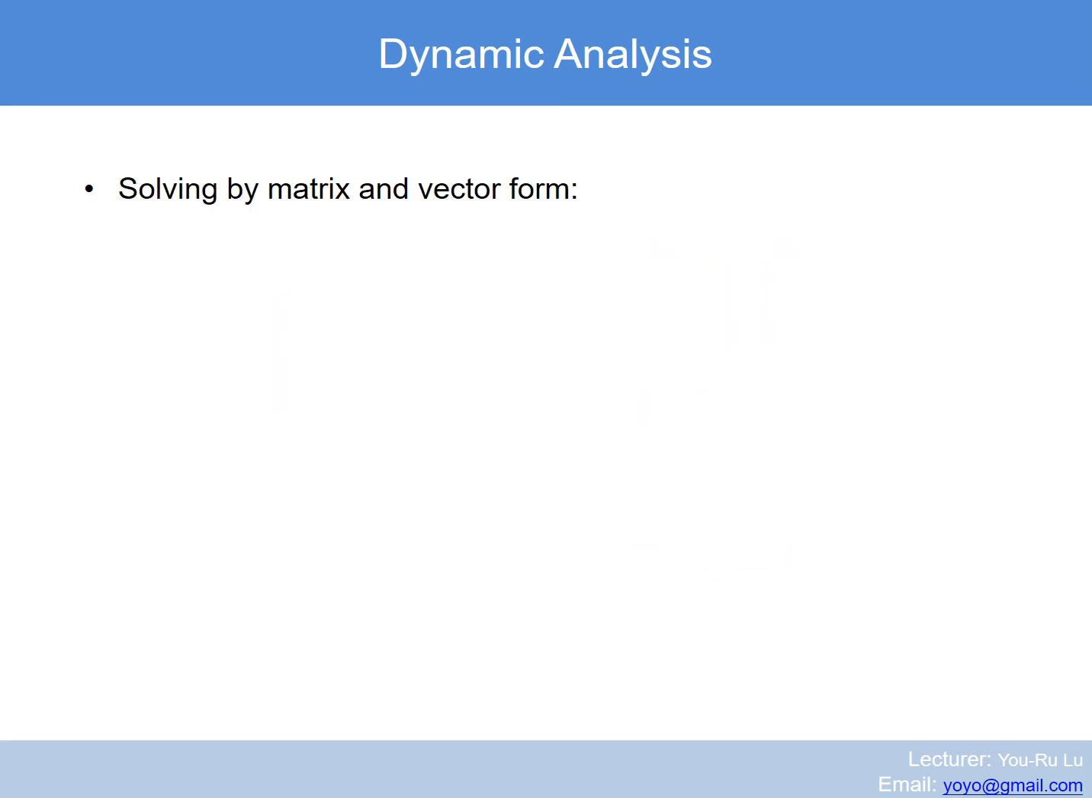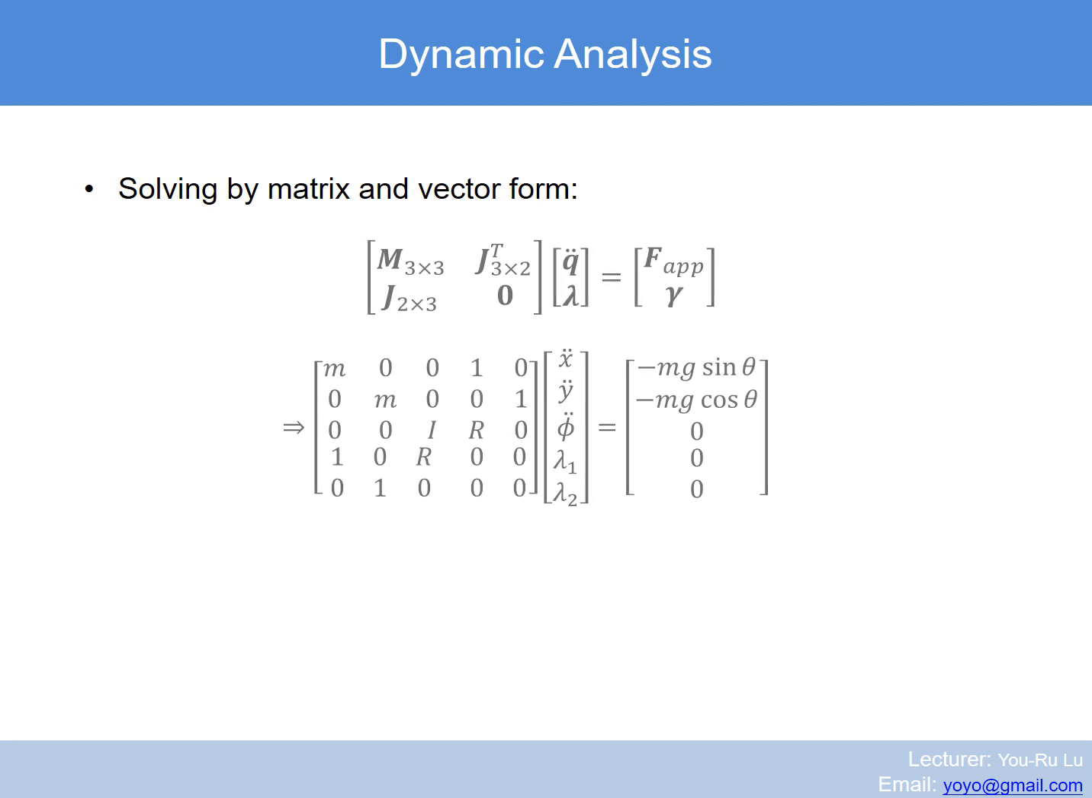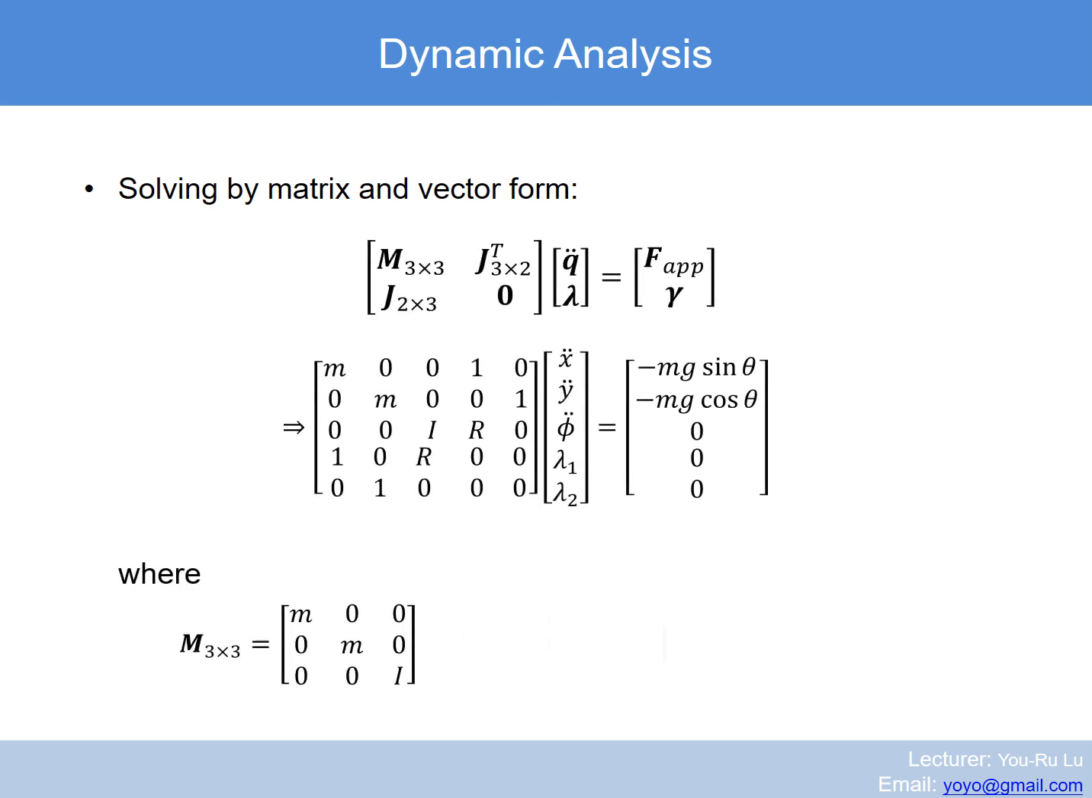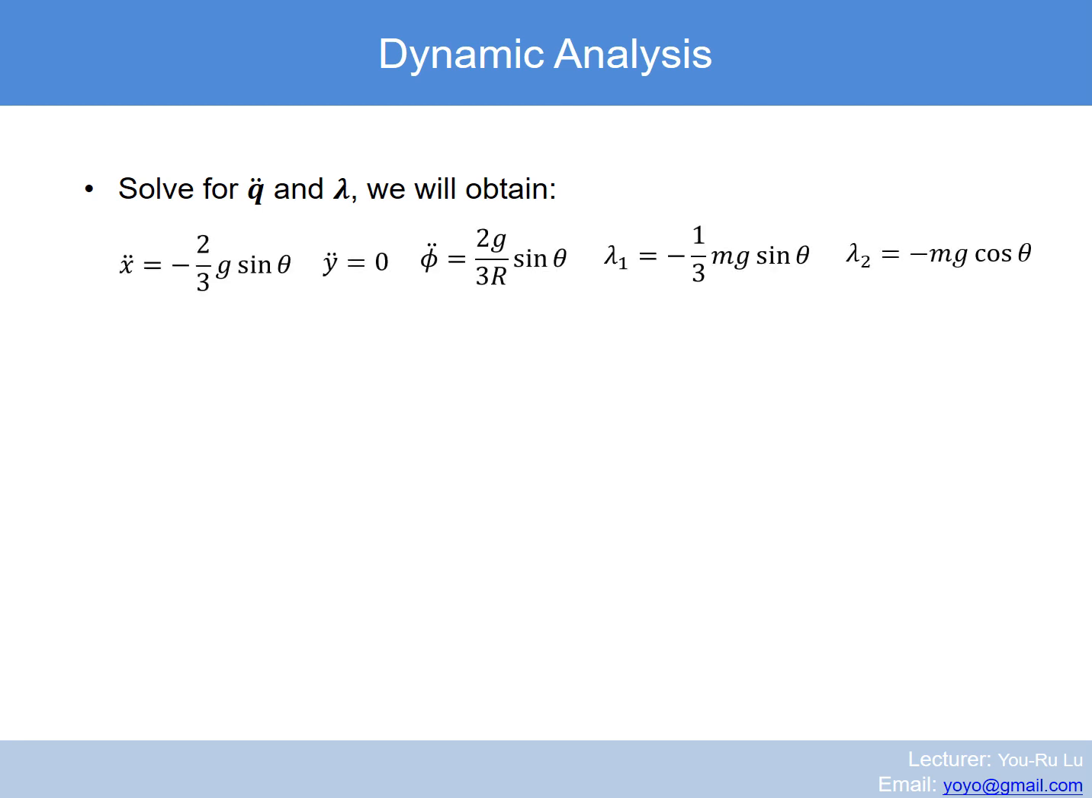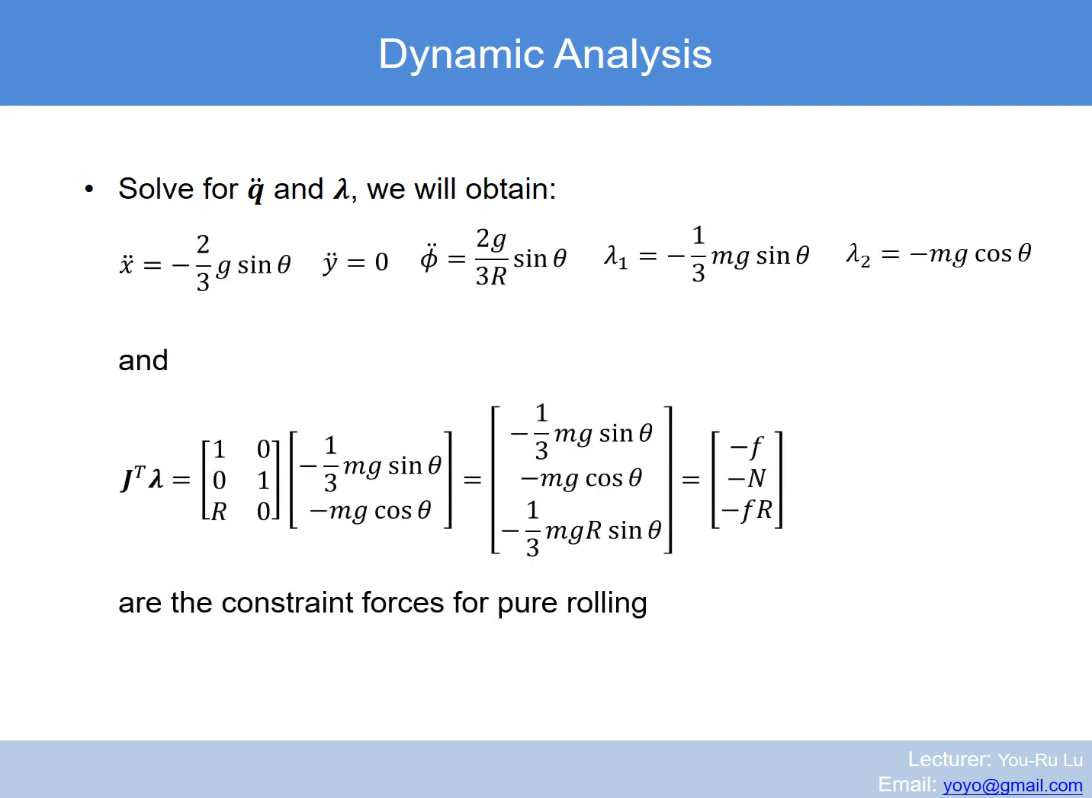Or, if we apply the matrix and vector form conclusion we obtained just now, we will have the equations shown here, where the M, J, and F applied are shown here. Here, the Jacobi matrix J can be derived from the two geometric constraint equations. And we solve for q double dot and lambda. We will obtain the results shown here. And we can get the constraint forces from J transpose times lambda.